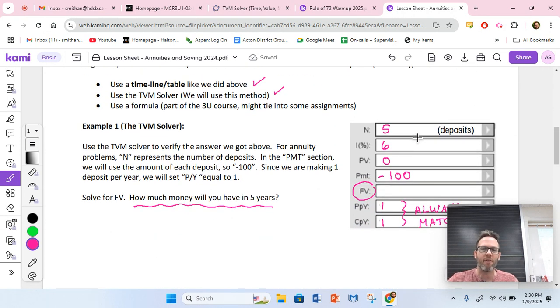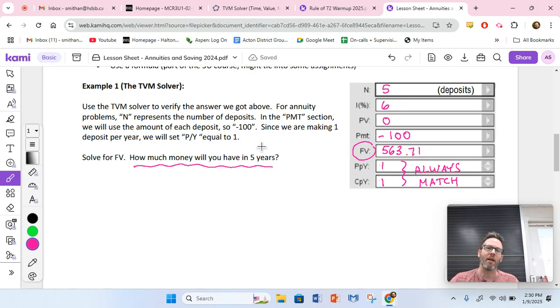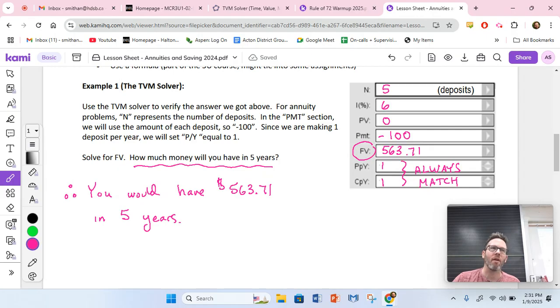I would rather use a TVM solver than do a big table like that. So we'll pop in our final answer. If you're doing an assignment for me or something, you would put your best foot forward and write a concluding statement. You know what? I'm a role model here. I'm gonna set the tone. I'm gonna make a therefore statement with my therefore symbol. You would have 563.71 in 5 years.